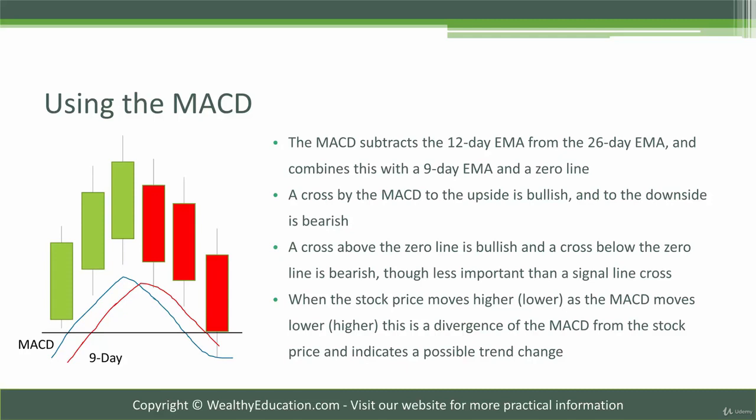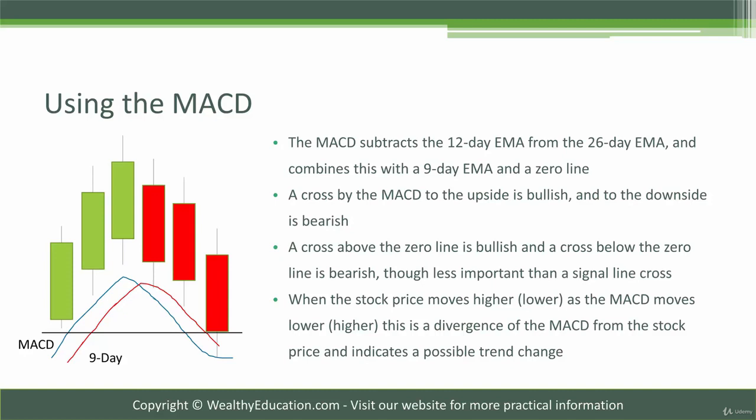A cross by the MACD above the 9-day line is bullish, and a cross by the MACD below the 9-day line is bearish. A cross above the 0 line is bullish, and a cross below the 0 line is bearish. Though crossing the 0 line is less important than the MACD crossing the 9-day line.